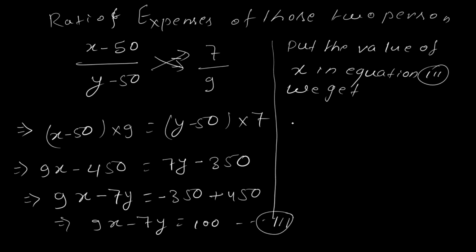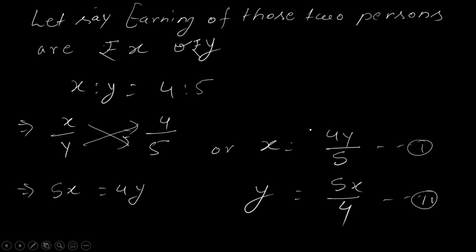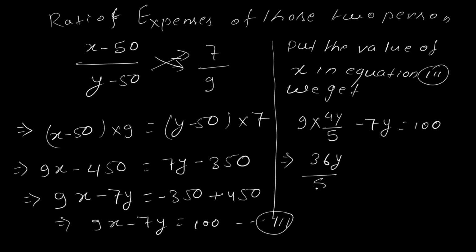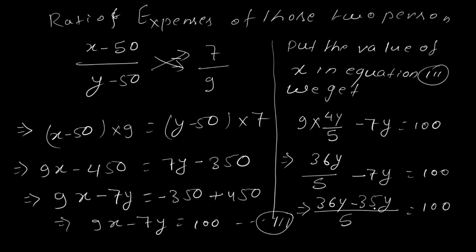So 9 multiplied by x equals 4y divided by 5. Then 4y divided by 5 minus 7y equals 100. So 9 into 4 is 36y divided by 5, minus 7y equals 100. Multiply by 5: 36y minus 35y equals 500. So 36 minus 35 is 1, and y equals 500.